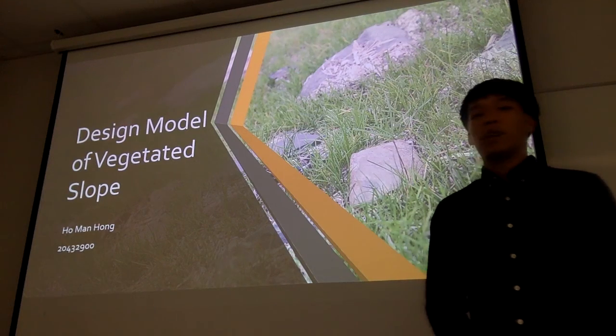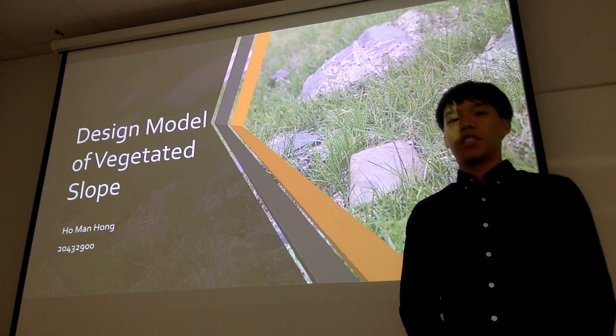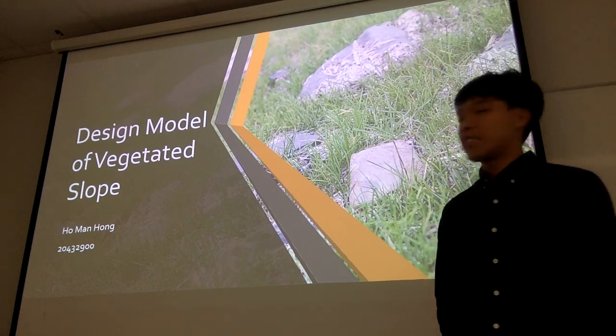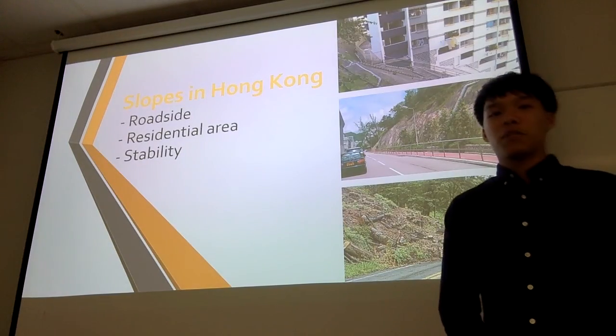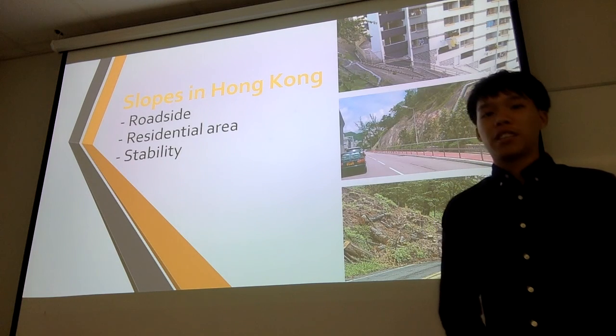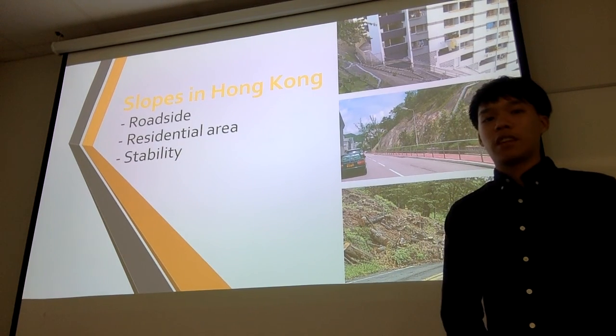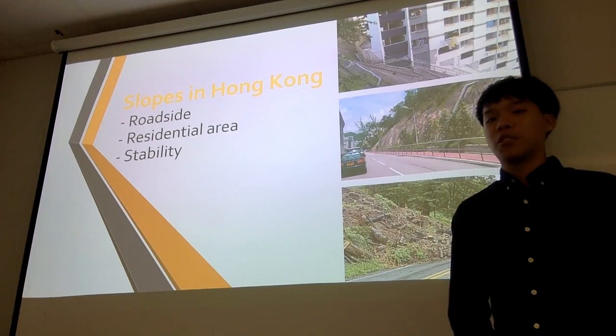Hello everyone. Today I would like to talk about my final year project. The topic of the project is design model of vegetated slope. A slope is soil filled with an incline geometry. Every slope has a different composition of soil and dimension, and therefore each of them is unique.